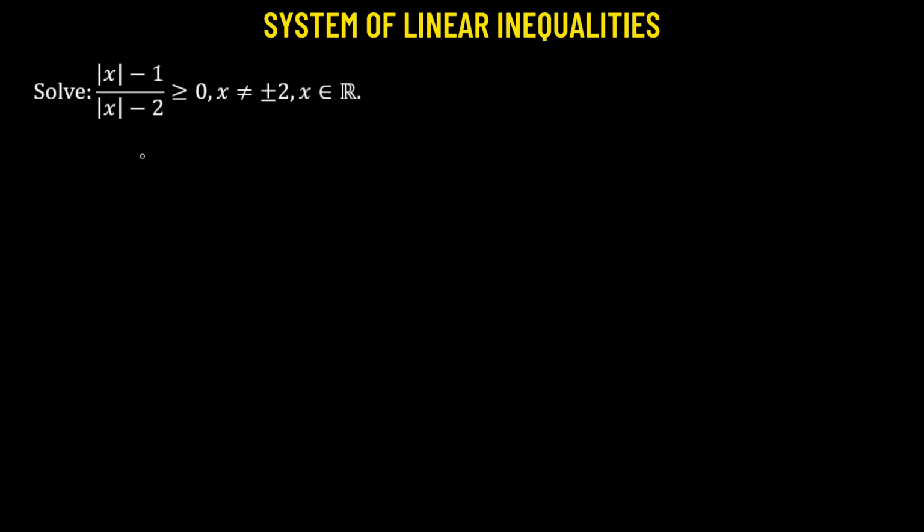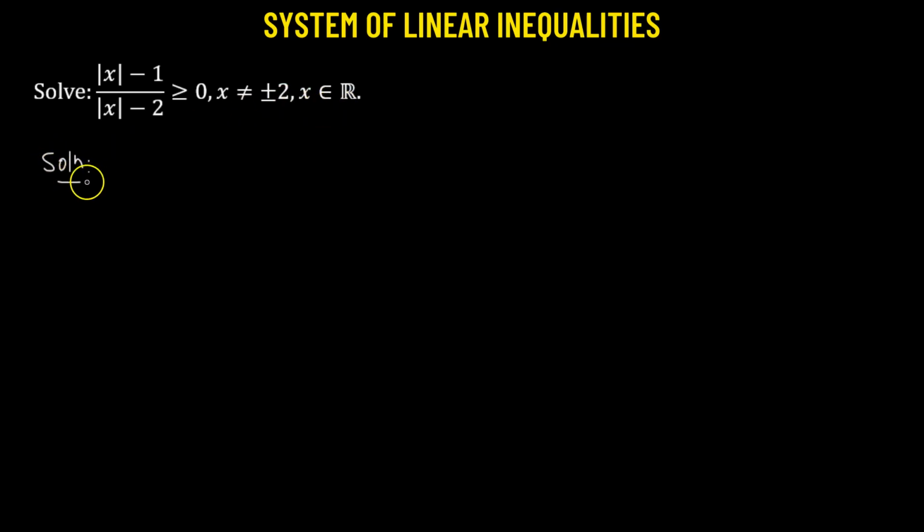Let's solve the following linear inequality. So here we have absolute value of x minus 1 divided by absolute value of x minus 2. So this is greater than or equal to 0. Here it's also given that x cannot take the value plus or minus 2 and x is a set of real numbers. So let's begin.